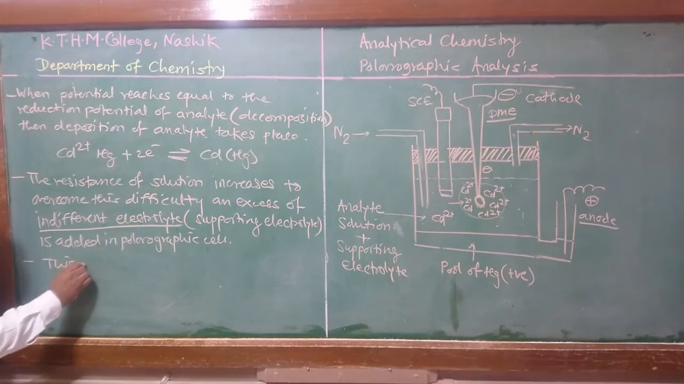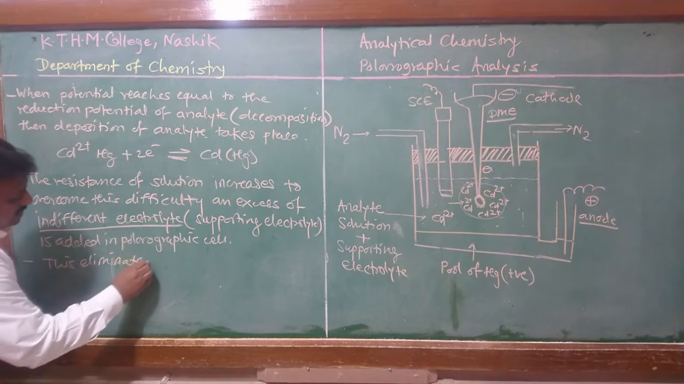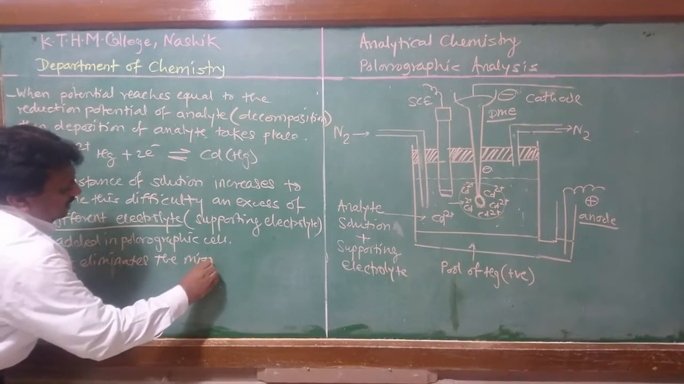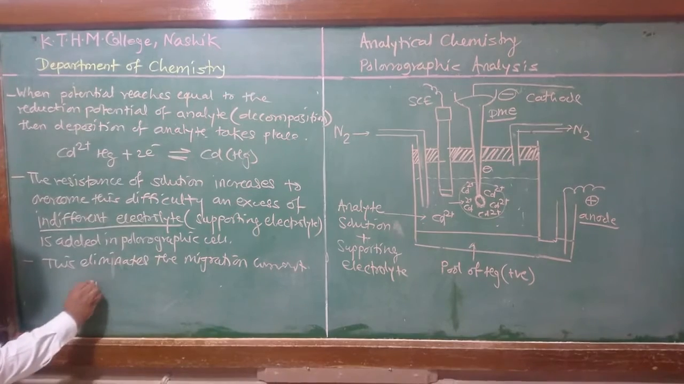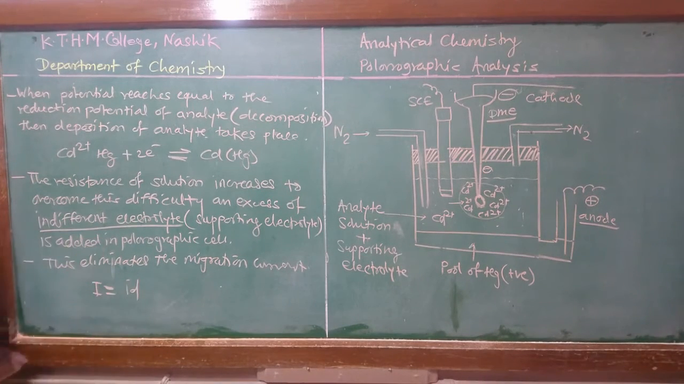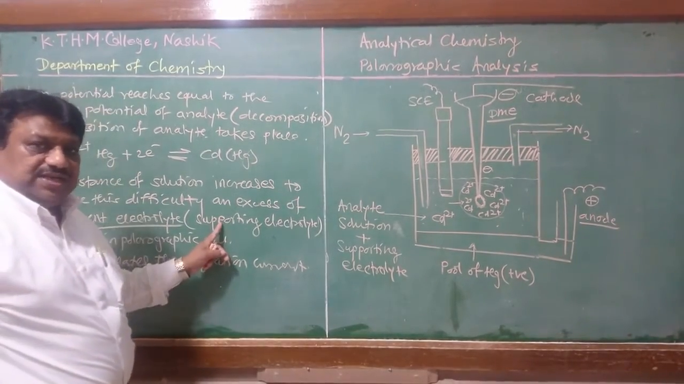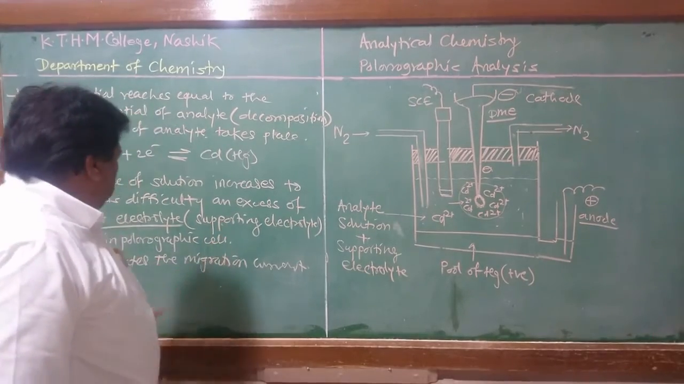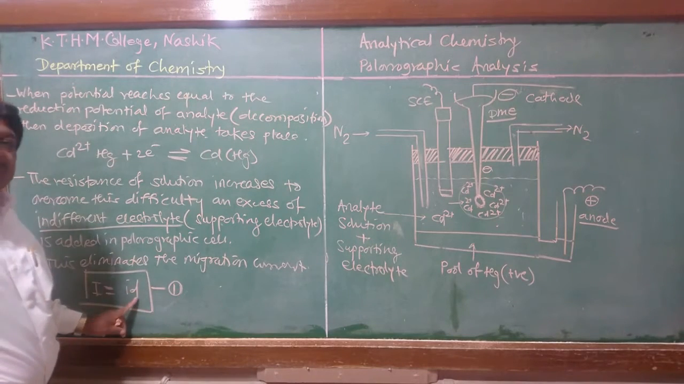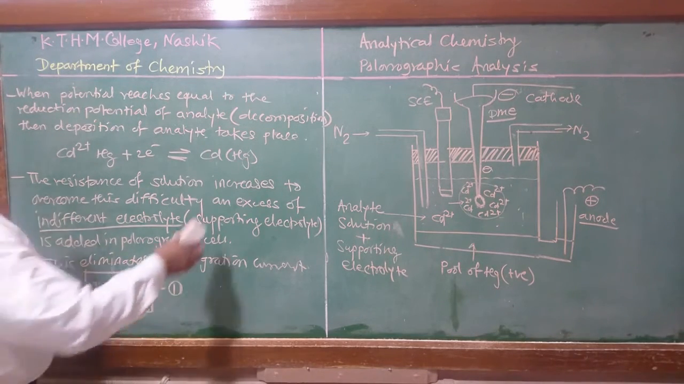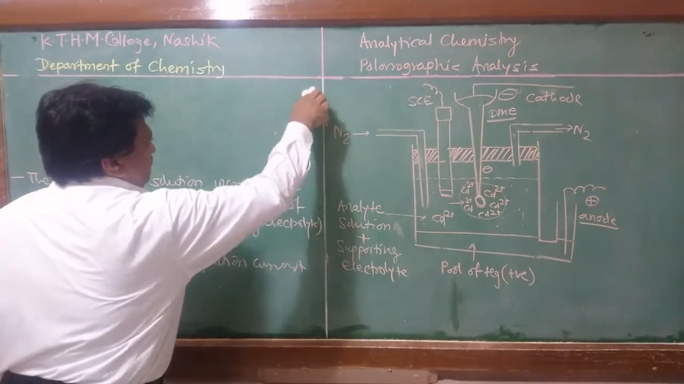This eliminates the migration current, and at that time the current flowing through the cell I is equal to only ID. Because addition of excess of supporting electrolyte decreases the migration current as well as it decreases the resistance of the cell, therefore total current flowing through the cell is equal to only ID. ID means diffusion current. In a polarographic analysis, total reduction process is controlled by the diffusion process.